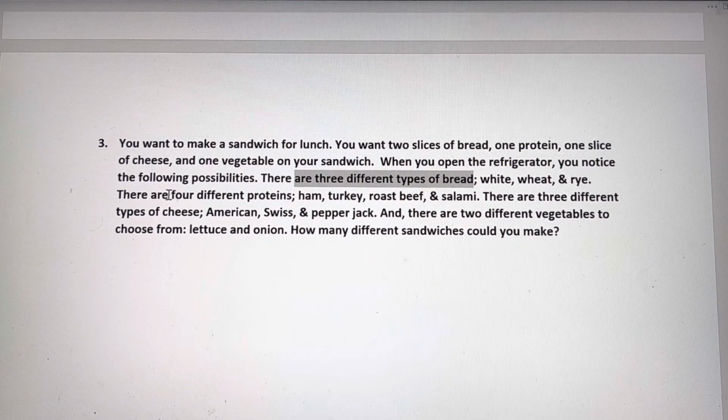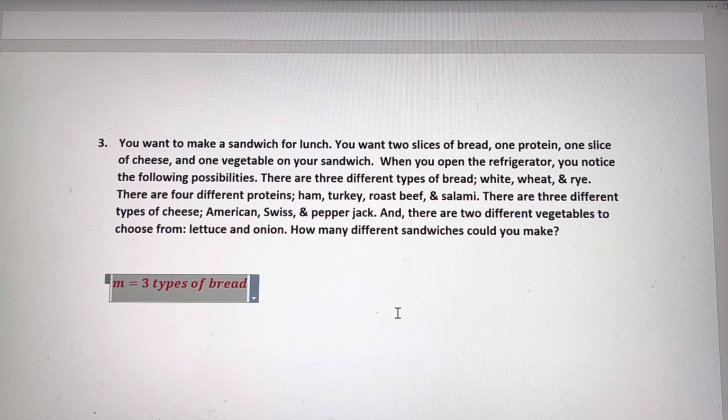You've got 4 different proteins in there: ham, turkey, roast beef, and salami. You've got 3 different cheese types: American, Swiss, and pepper jack. And then you've got 2 different veggies: lettuce and onion. So how many different sandwiches could you make, just based on this combination: bread, protein, cheese, and 1 veggie?